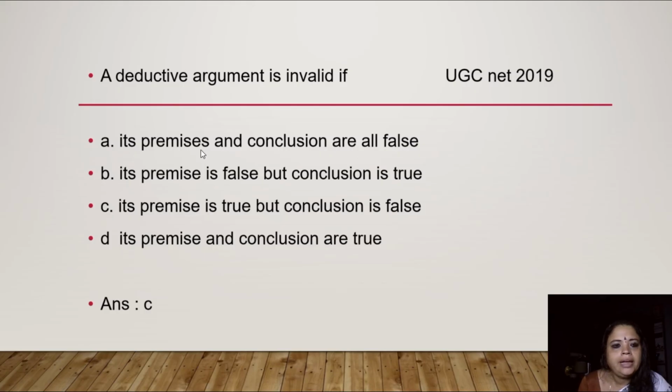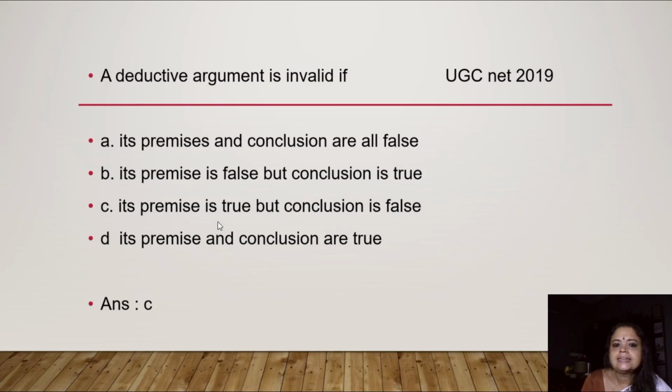Next one, a deductive argument is invalid if, this was asked in the 2019 examination, premises and conclusion are all false. Invalid statement, which one do we have to select? So invalid, premise and conclusion are all false can be true, isn't it? Premise is false but conclusion is true. That cannot happen. Premise is true but conclusion is false. This premise is false but conclusion is true. That can happen.